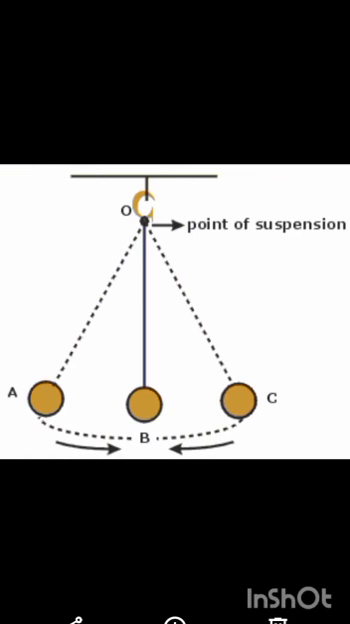The first term is period. So a period is the time taken for one oscillation to occur. That is to say, when this bob moves from point A to point B to point C, and then from point C to B to A again, that is one oscillation. From A to C and then back to A is one oscillation.